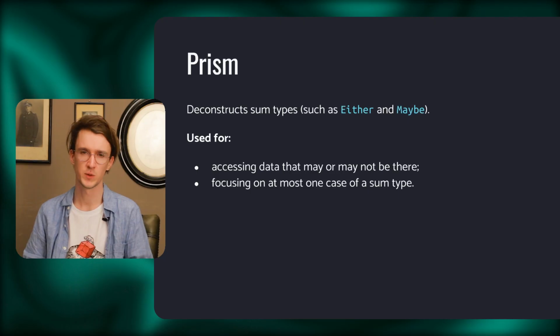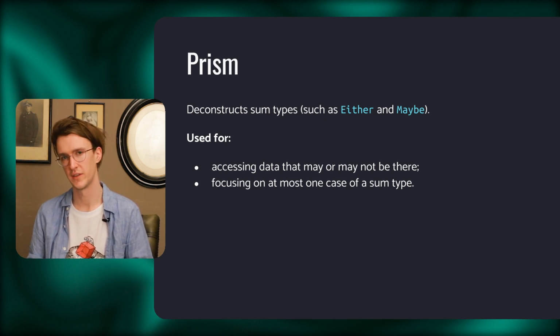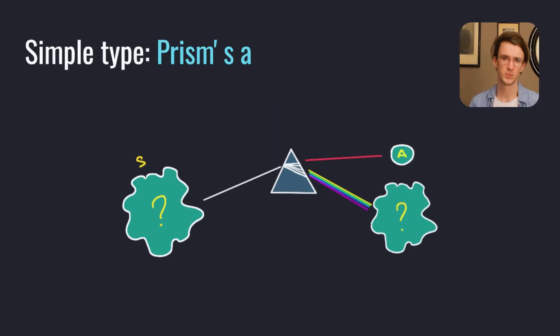Prism. It focuses on at most one value. It deconstructs some types such as Either or Maybe, and is used for accessing data that may or may not be there, but also focusing on one case of a sum type. Simple type Prism S A means that type S contains zero or one value of A.